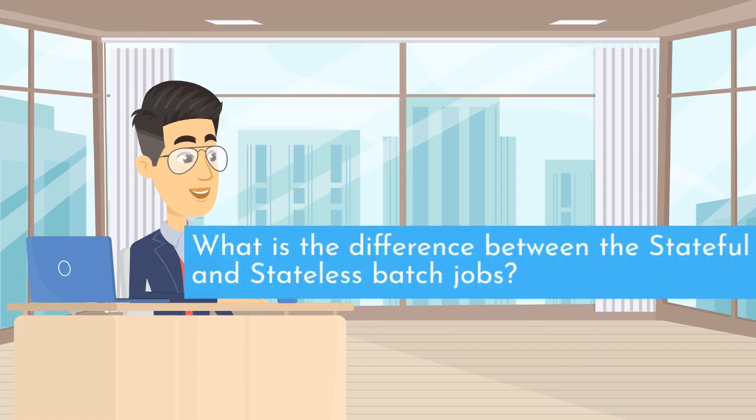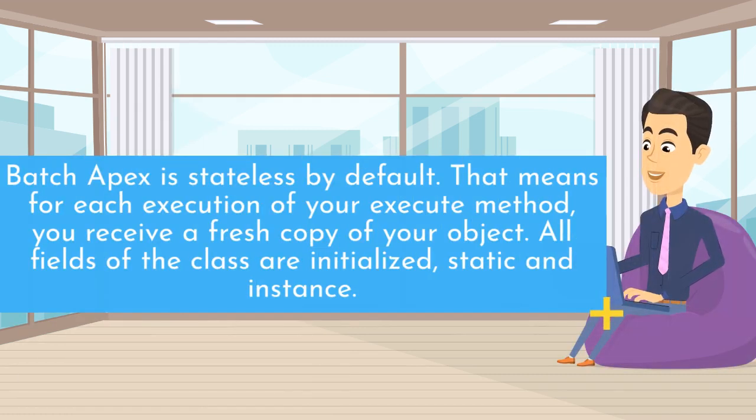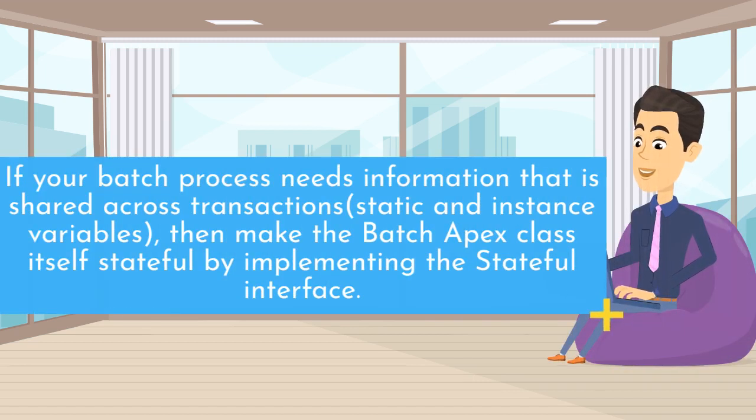What is the difference between stateful and stateless batch jobs? Batch Apex is stateless by default. That means for each execution of your execute method, you receive a fresh copy of your object. All fields of the class are initialized, static and instance. If your batch process needs information that is shared across transactions, static and instance variables, then make the batch Apex class itself stateful by implementing the Stateful interface.